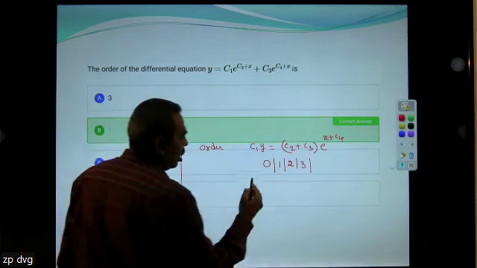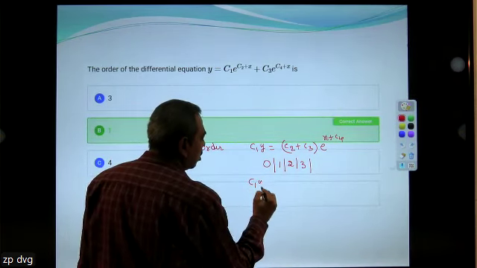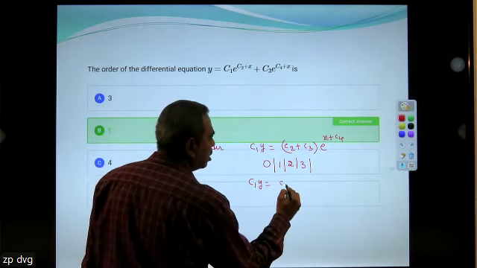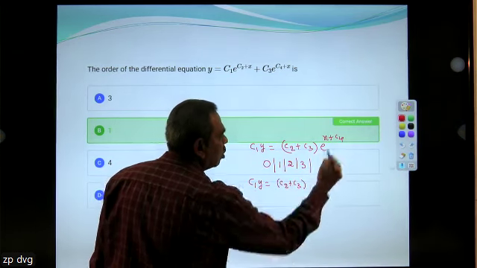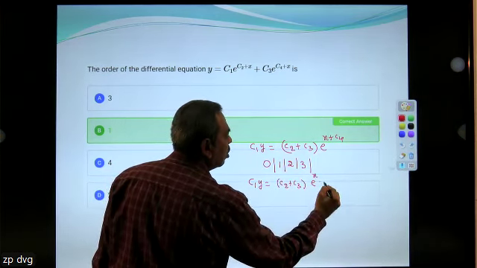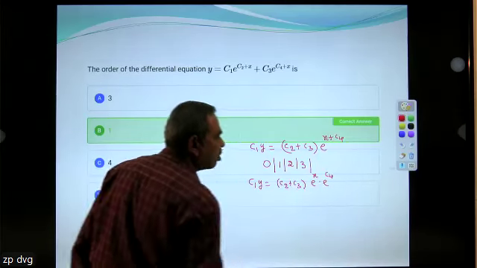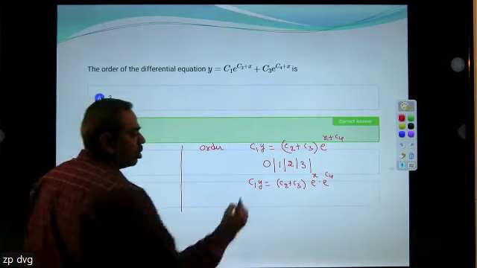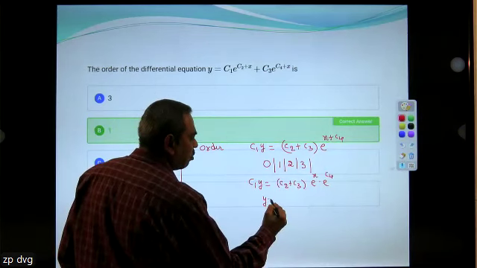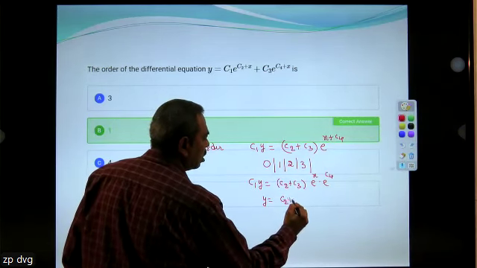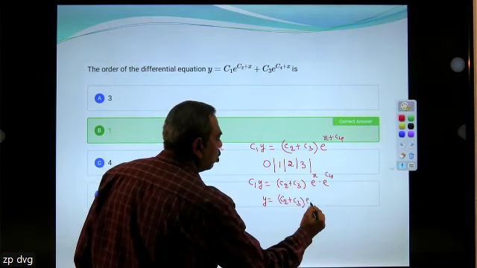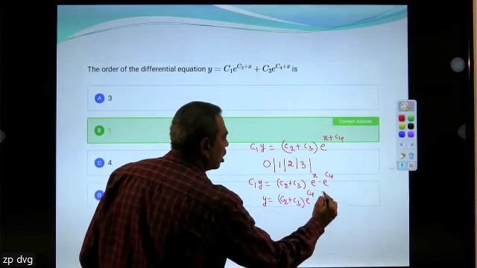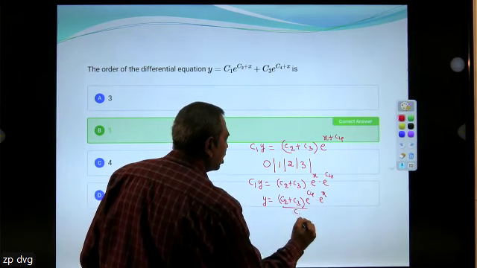So see here, it is C1y is equal to C2 plus C3, and e to the power x plus C4. Can I write it as e to the power x into e power C4? So this is what we can write down. Now, taking this C1 to the right hand side, we get y is equal to C2 plus C3, into e to the power C4, into e power x, divided by C1.